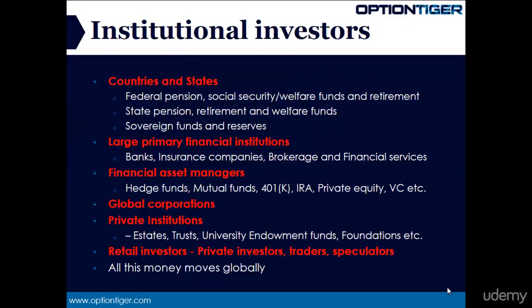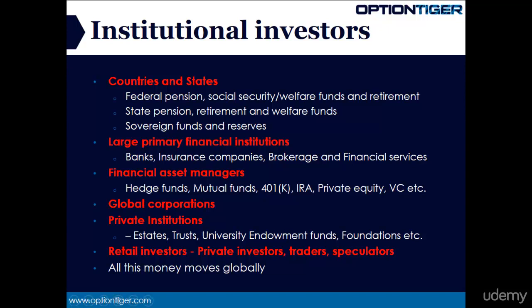We want to define what institutional investors are. First of all, people like you, me, or someone else are what we call retail investors. And then the big money, of course, rests with what we call institutional investors. Who are these institutional investors? First of all, they can be countries and states, federal pension, social security, and welfare funds. Obviously, these are all running into perhaps hundreds of billions of dollars, maybe even a trillion or two. In fact, the Japanese government has about $2 trillion in its federal pension fund.